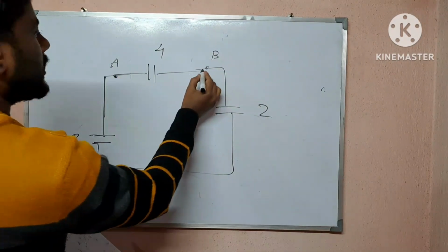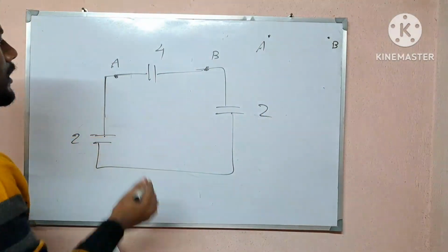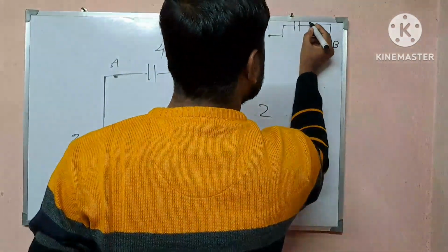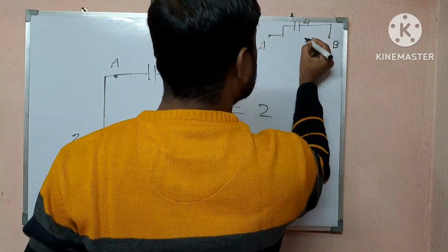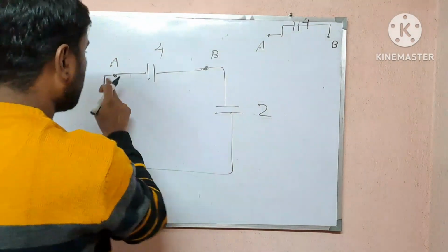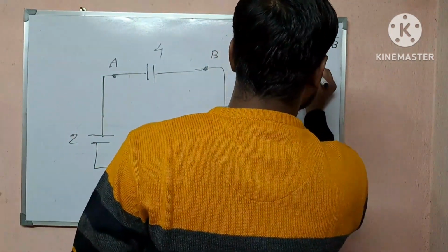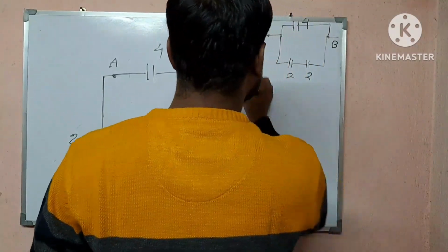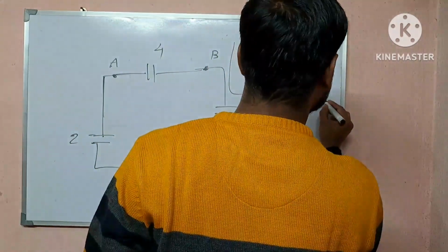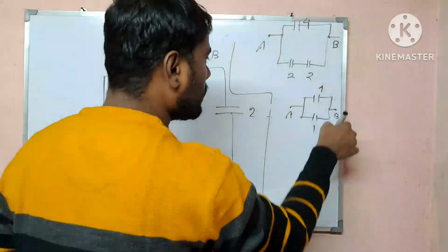So now you have to calculate the equivalent capacitance between the points A and B. This is A, this is B. So 4 is directly connected between A and B. And from A to B, 2 more capacitors are there, this is 2, this is 2. So what will be the answer here? The upper part is 4, and the other part will be 1. So the answer will be 5 microfarad.